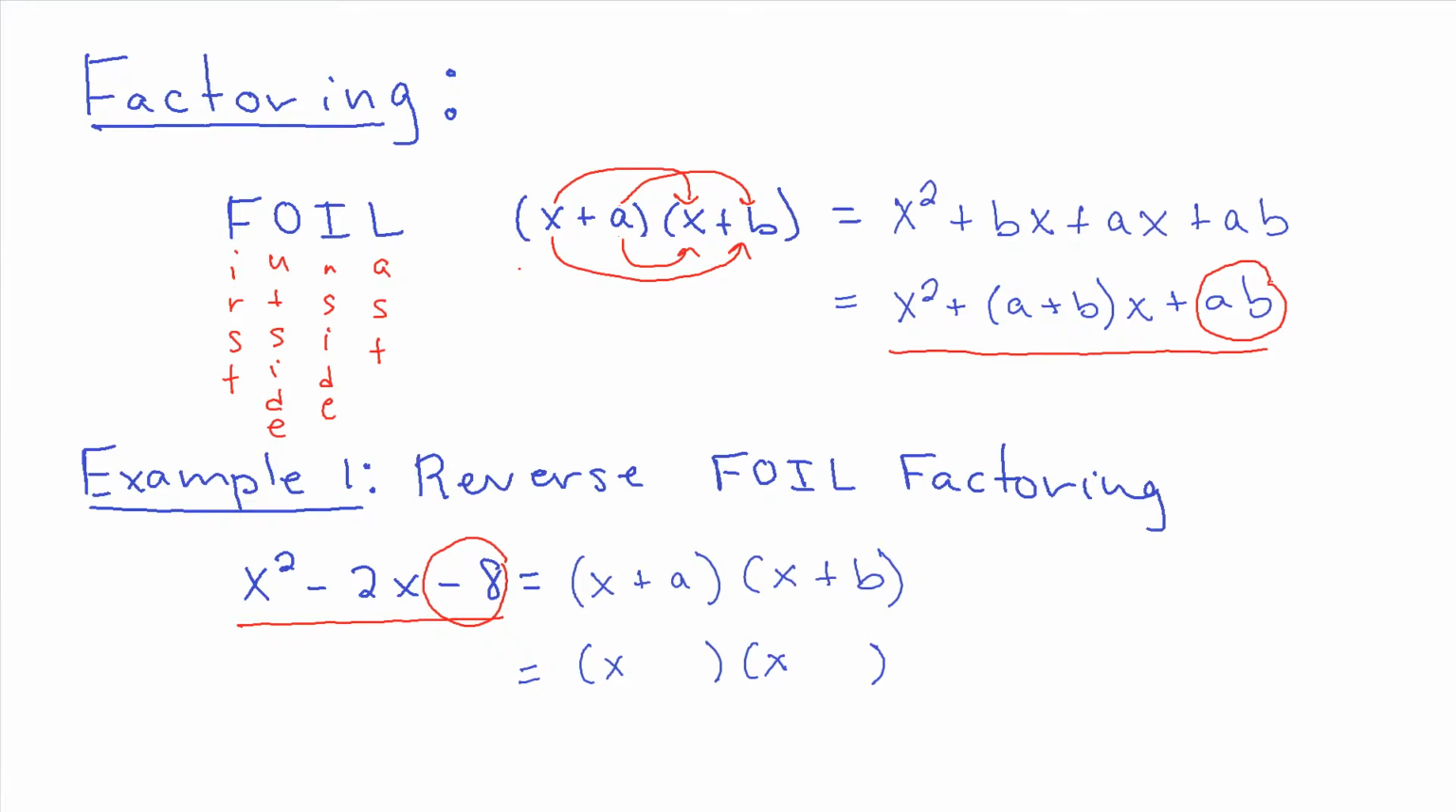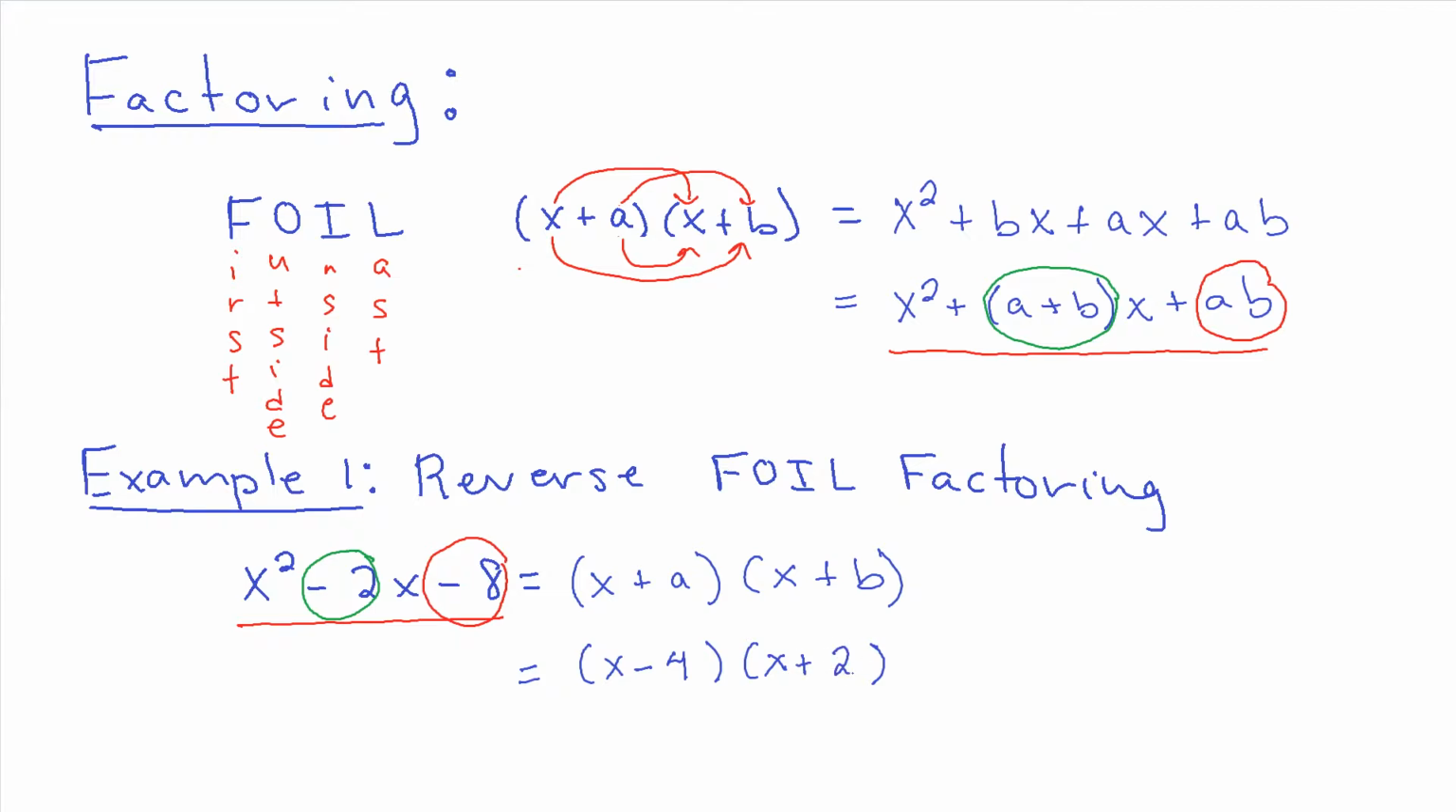So I need to find two numbers that when I multiply them together, I get negative 8. Now, this minus 2 here corresponds to this a plus b. So when I add a and b together, I should get negative 2. And I usually just do this by guess and check. If I think about what multiplies together to be minus 8, I could have minus 4 and positive 2. And if I think about adding those two together, minus 4 plus 2 is negative 2. So that will work for my a and my b.